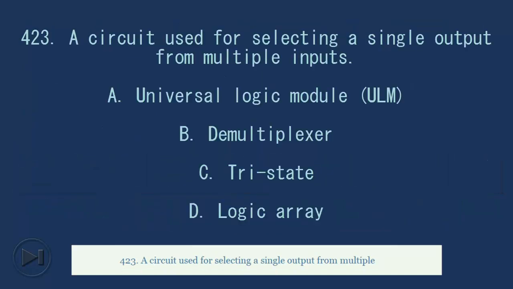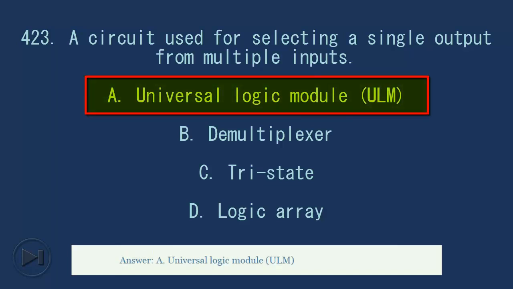423. A circuit used for selecting a single output from multiple inputs. A. Universal logic module, ULM. B. Demultiplexer. C. Tri-state. D. Logic array. Answer, A. Universal logic module, ULM.